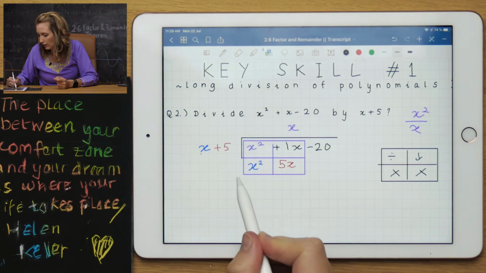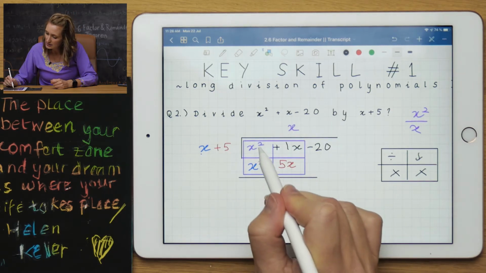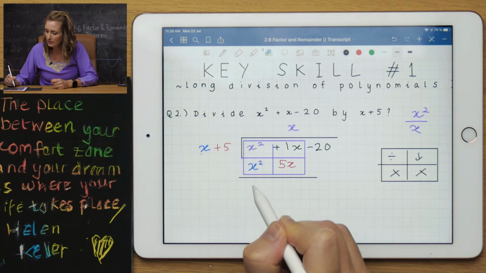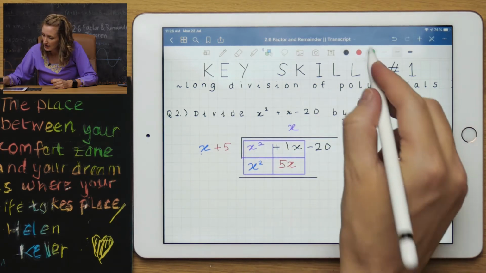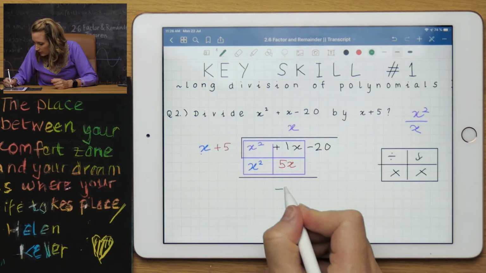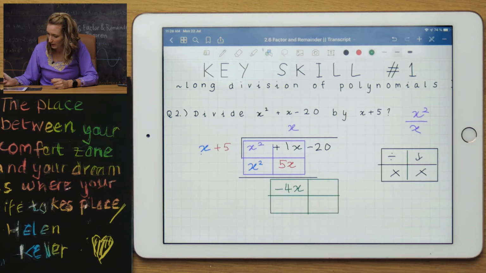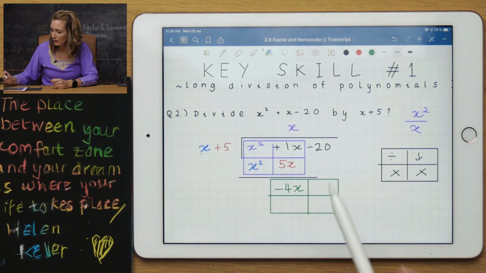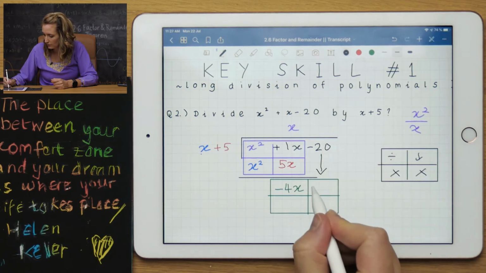What we want to do now is start our next block, and to do that we need to calculate the remainder. We need to subtract. X squared subtract x squared is nothing. 1x subtract 5x is minus 4x. I'm going to start a new block in a new color. So that's minus 4x, and we have a new block of 4. We're going to pull down the minus 20 here.